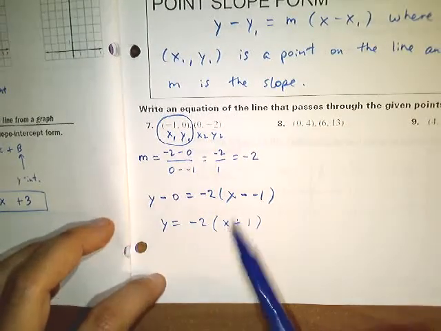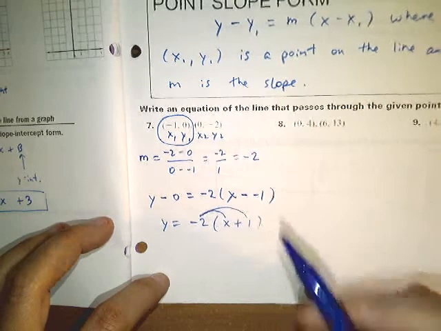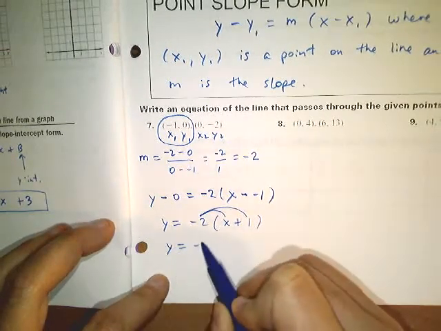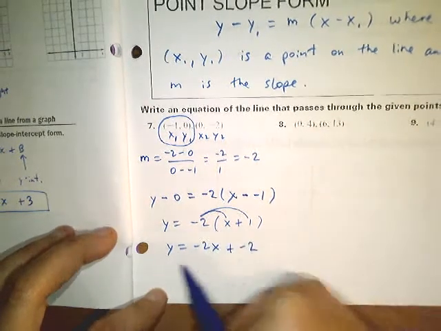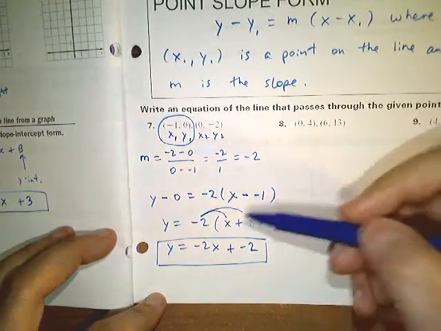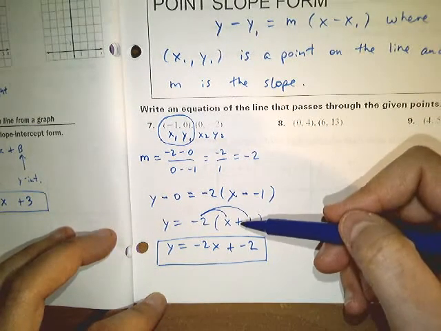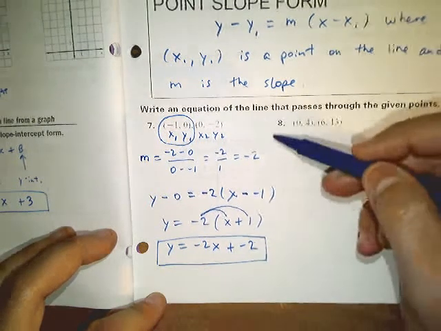So we actually almost have slope-intercept form. All we have to do is use the distributive property here. Multiply through with negative 2. So I get y equals negative 2x plus negative 2. Now if you left it in this format, that would be point slope form. But if you change it to this format, that would be slope-intercept form.